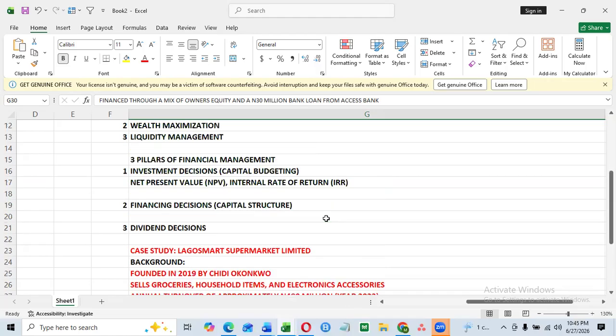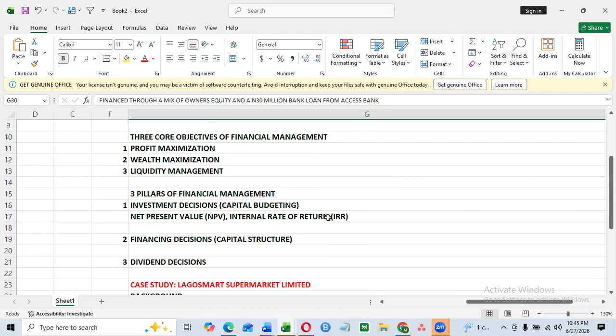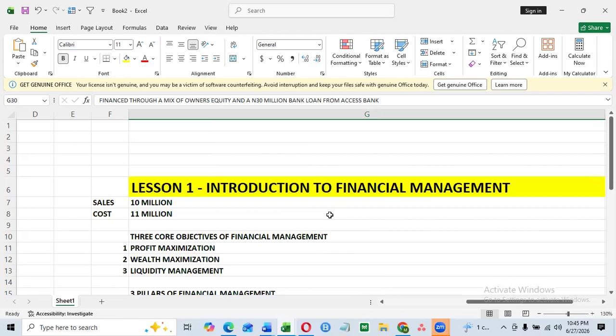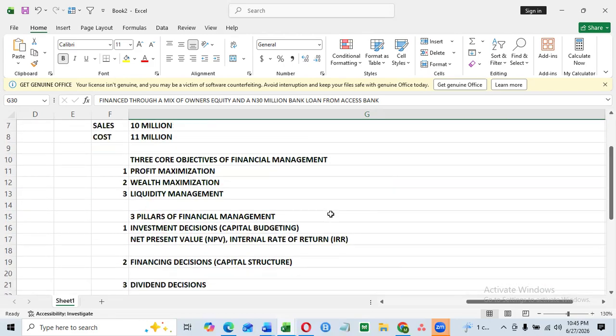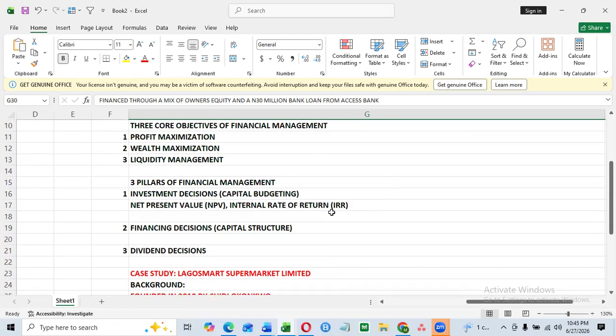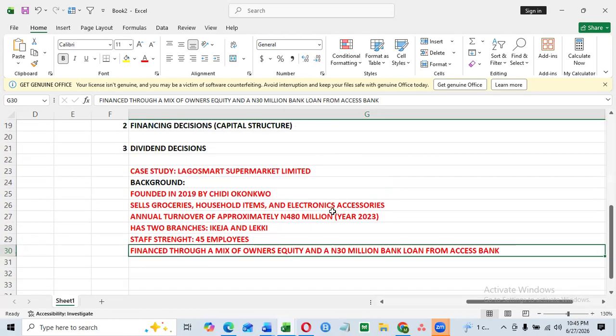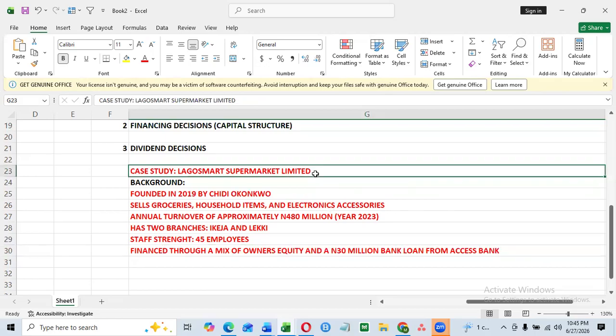So let us do a quick summary and recap. Today we covered the definition and objectives of financial management, and the difference between accounting and financial management. We talked about the 3 pillars: investment, financing, and dividend decisions. We also had an introduction to our case study company, Lego Smart Supermarkets Limited, which, like I said, gives us a unique Nigerian context. We'll use it to see how we can apply what we learn.